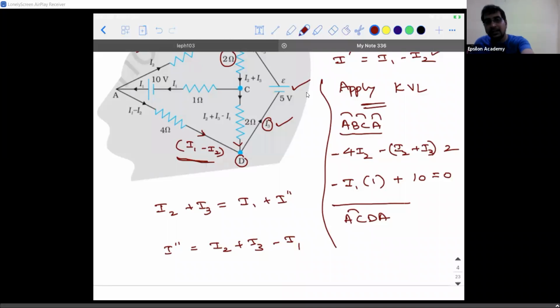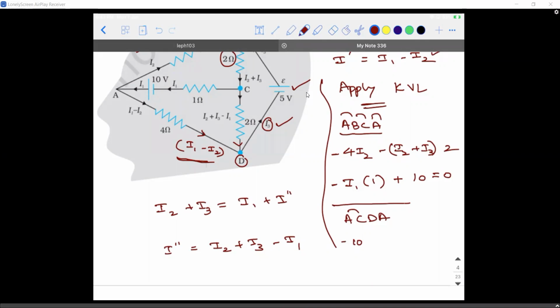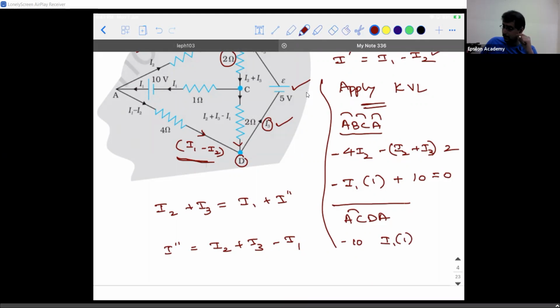You are encountering a battery and a resistor. So across the battery, how much is the EMF? 10. Is it positive or negative when you go from A to C? Negative, very good. Similarly, across a resistor, it is going to be minus I1 into 1. Is it minus 1? Check it. Plus 1, because you are walking in the direction opposite to current.